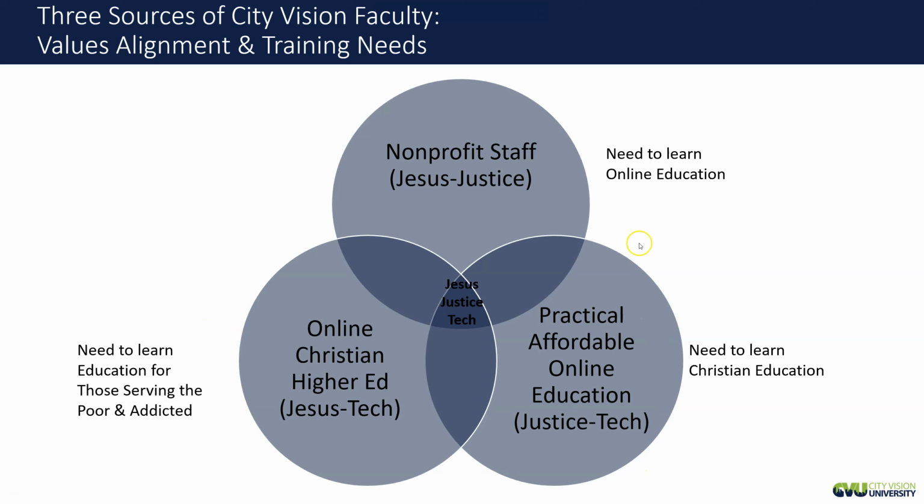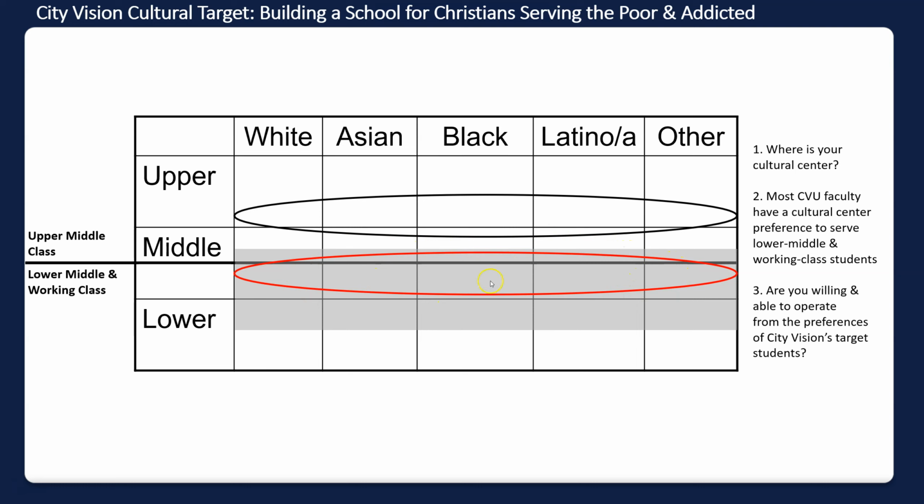And the question is, where is your cultural center in this diagram? Most City Vision faculty who stay with us long term have a cultural center like this red target, and they stay here because that's who they want to serve. That's at the core. If that isn't your core, it's just a question of, are you willing and able to operate from the preferences of City Vision's target students?